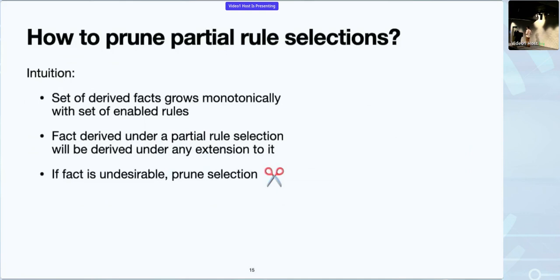The intuition is that the set of facts we can derive grows monotonically with the set of rules in our candidate rule set. So if we have a partial row selection, if we can derive some fact under that partial row selection, and that fact is undesirable, then we know that we can prune every extension of that partial row selection.